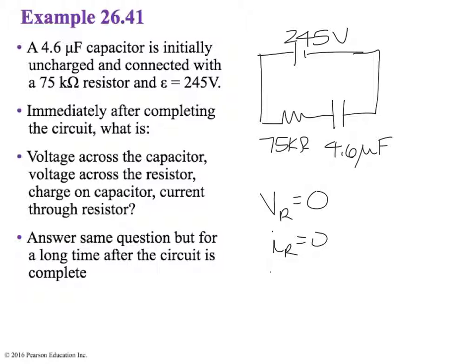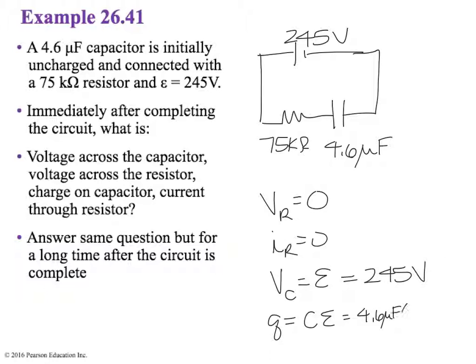The potential across the capacitor is that of the EMF, because it's fully charged, so it's 245 volts. And the charge on the capacitor is equal to C times the EMF, which would be 4.6 microfarads times 245. So that charge ends up being 1.13 millicoulombs. All right? And that is it.